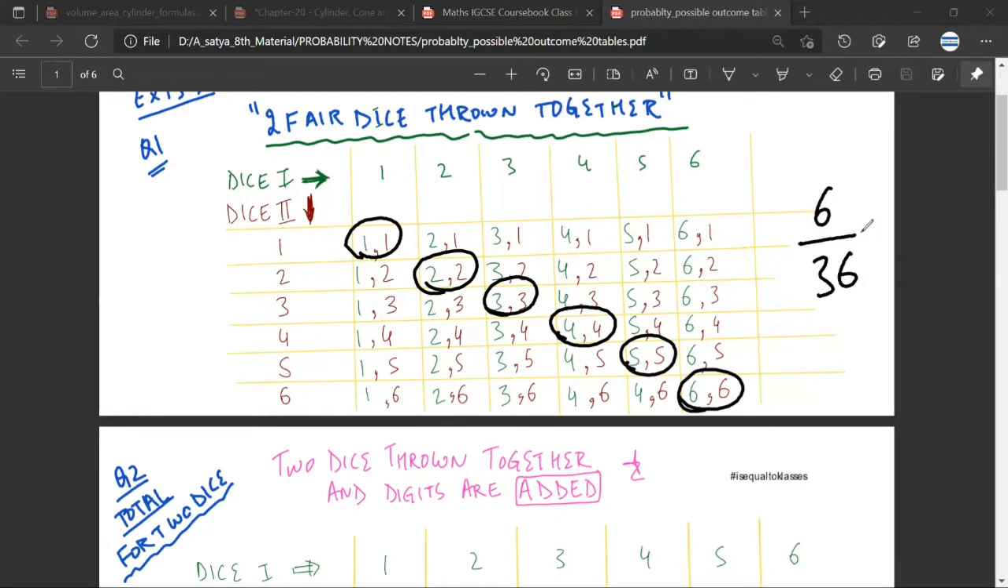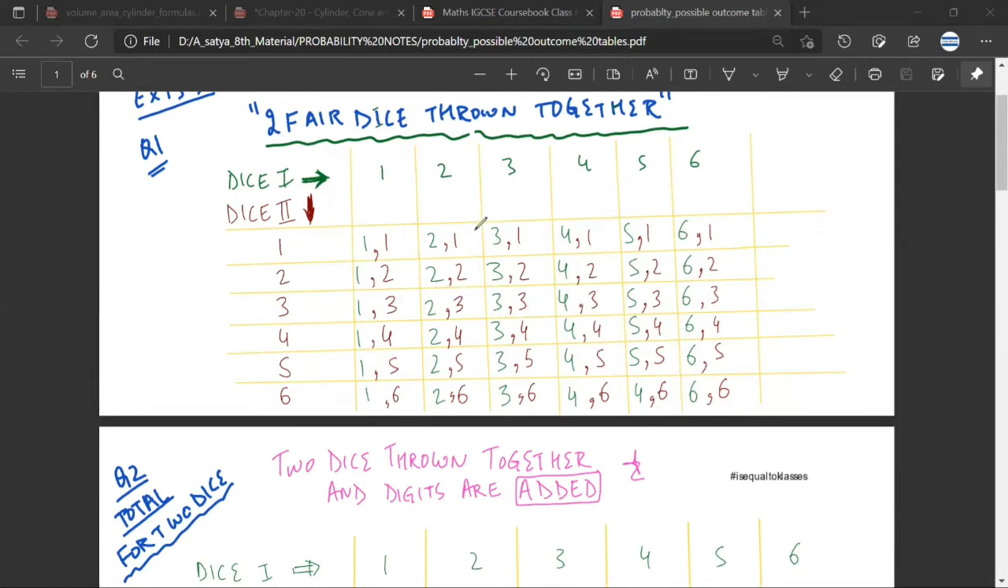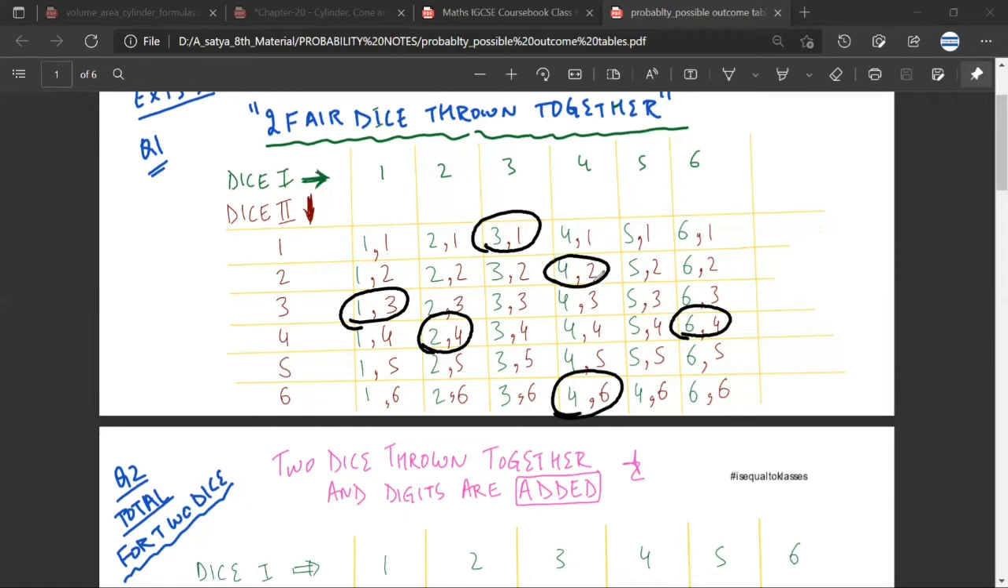No doubt, sir. The second part is the difference between the two numbers is 2. So what we'll have to do is calculate the difference between the numbers. Only those will satisfy whose difference is 2. So here the difference is 2. And here the difference is 2. Here the difference is 2. Here the difference is 2. So I should see 4, 6 and 6, 4 also. These would be occurring in pairs. So if 2, 4 is there, I will see 4, 2 also. Satya, have you understood the logic? Yes. The difference of the two numbers should be 2. So if 3, 5 is there, then 5, 3 will also satisfy.